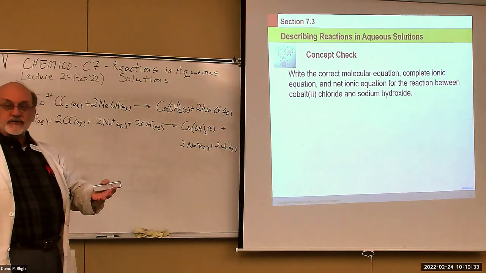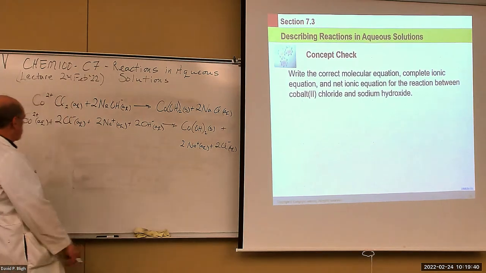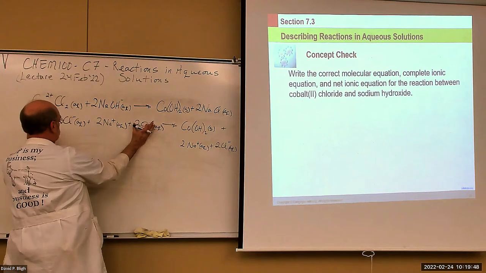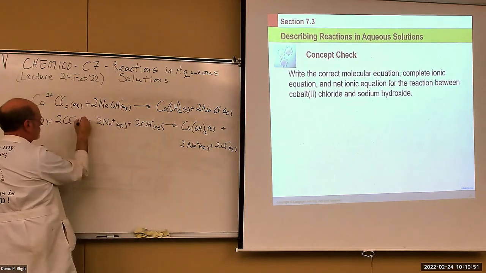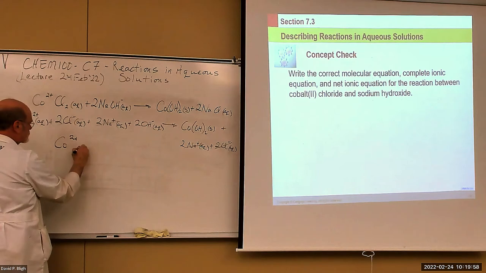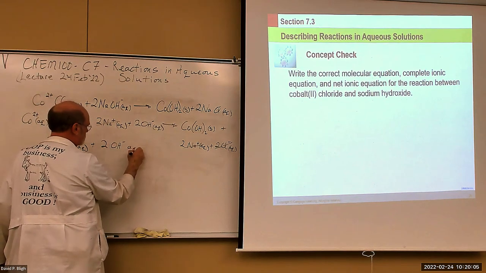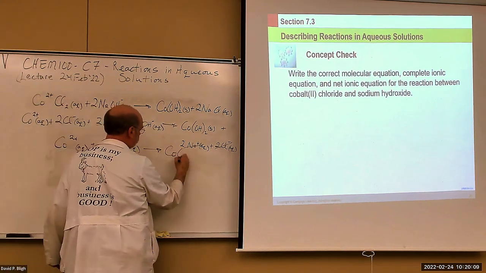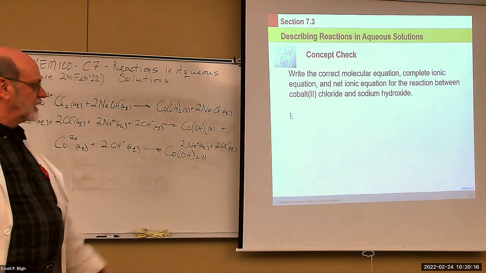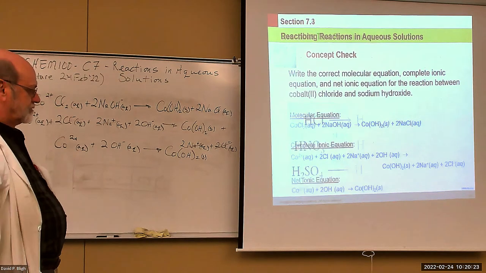Now, we get rid of the spectators, and that will make for the net ionic equation. So let's see. This one and this one, we have to keep. That means this one and this one are spectators. And our net ionic equation is this. This is actually what's happening that's of interest in the solution. That's our net ionic equation, and I've got it written out here just for posterity's sake.